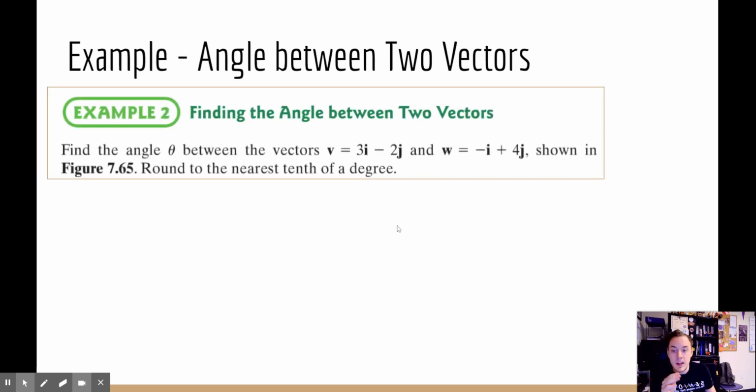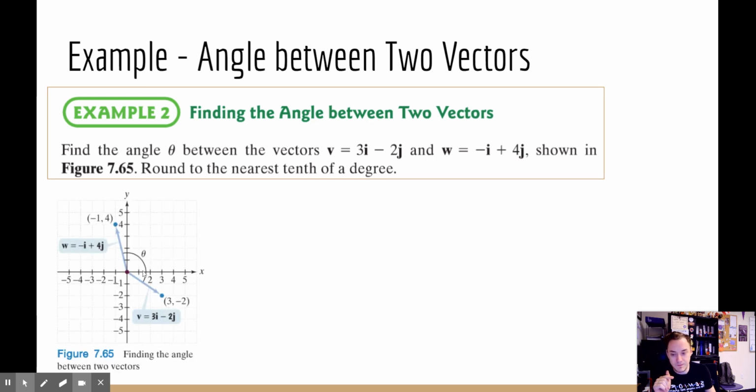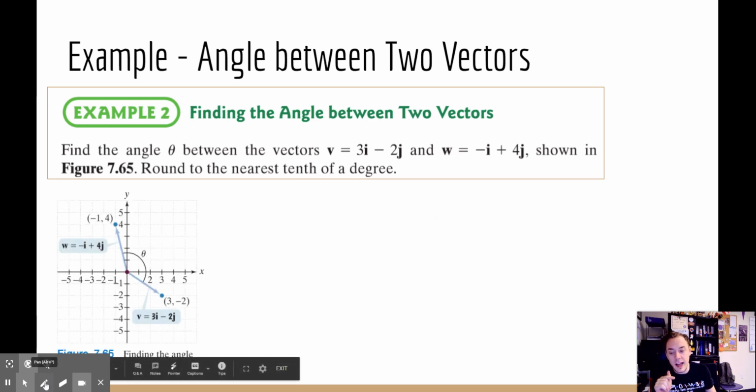Find the angle theta between vectors v and w, shown in this figure right here. Now this is what the angle measure means.